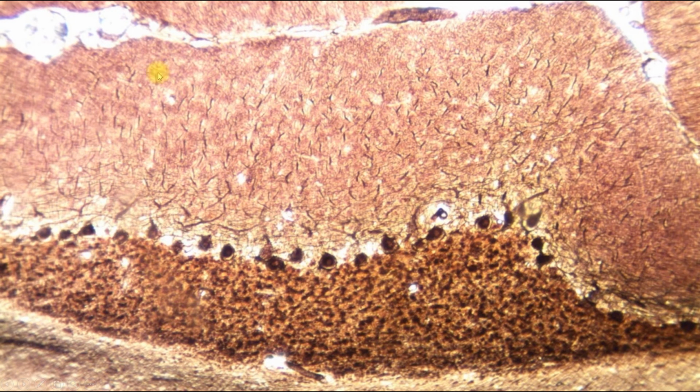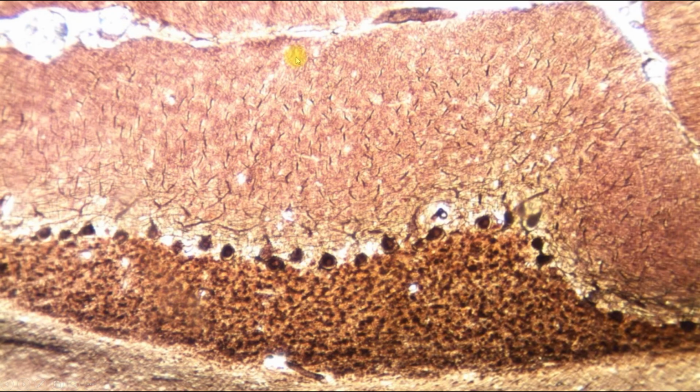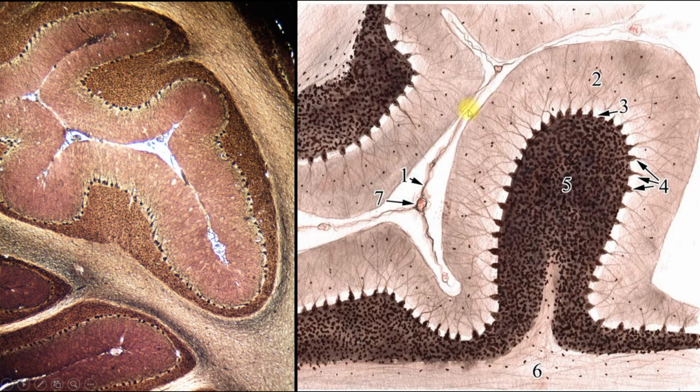Here we can see the molecular layer, the outermost layer, then the ganglionic layer or Purkinje cell layer, and the granular layer, and deeper we can see the white matter. And covering this, there is the pia mater, which is composed of loose connective tissue, and also there are numerous blood vessels which provide blood supply and nutrition of the cerebellar cortex. Here we can see blood vessels and pia mater of the cerebellar cortex.